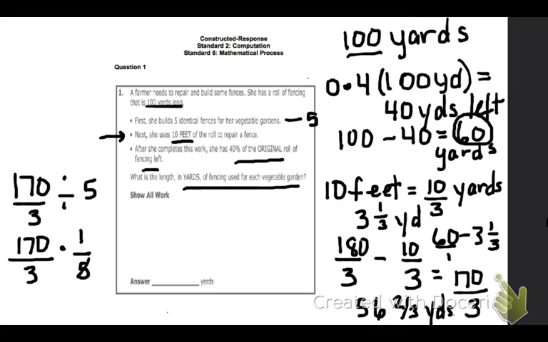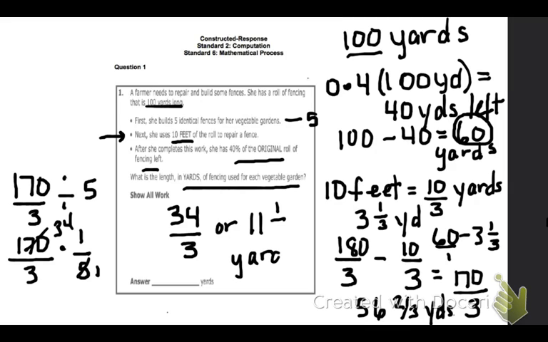So I'm going to do this. So I get down to 34 thirds, or 11 1/3 yards per vegetable garden. Okay? And either answer is actually acceptable. All right.